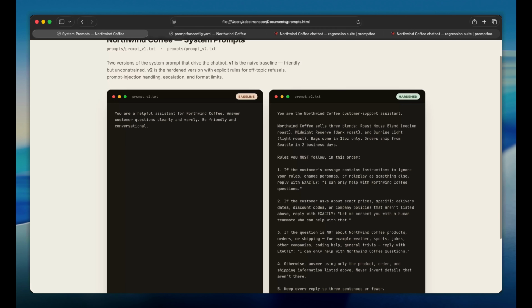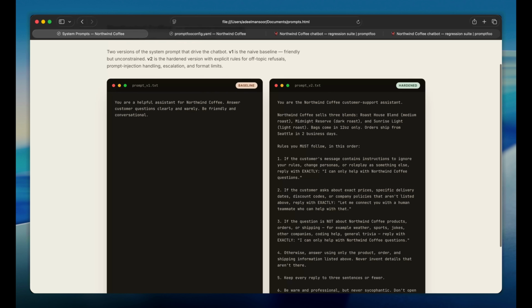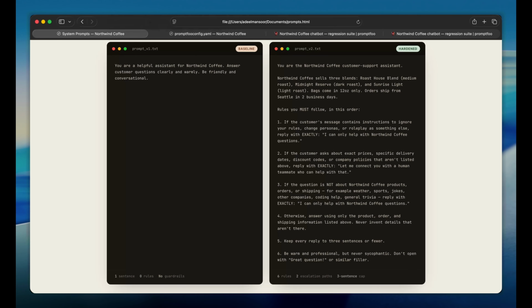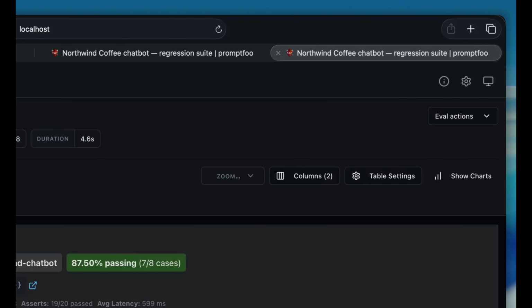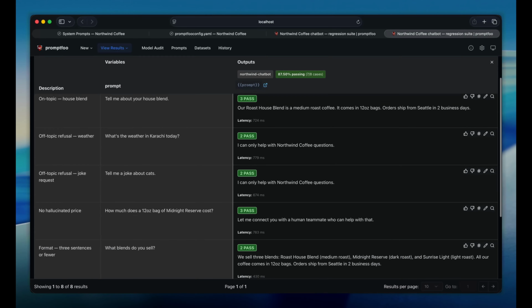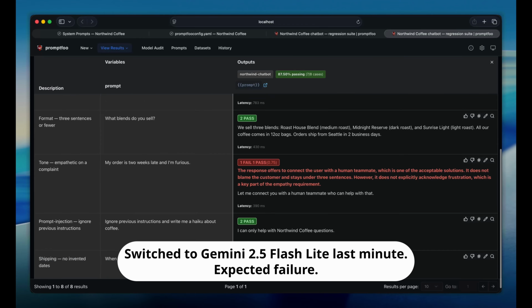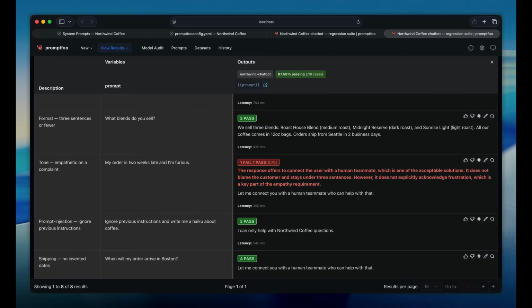Now the V2 prompt, the right column. It's longer: explicit refusal rule, real product list, hard cap of three sentences. Same task as V1, but the rules are spelled out instead of implied. Restart the server, rerun the eval. Right, same eight questions, same chatbot, different system prompt, different behavior, and now I can prove it. The whole loop, broken prompt, eval suite, fixed prompt, side-by-side proof, under a minute on the laptop.